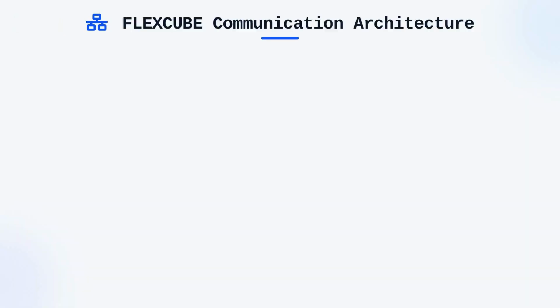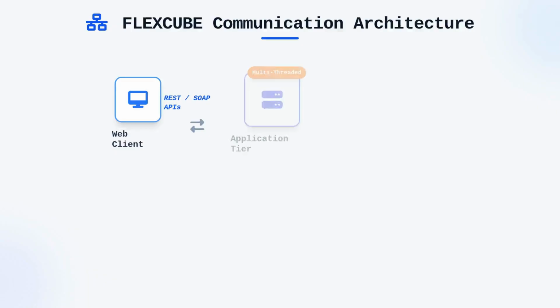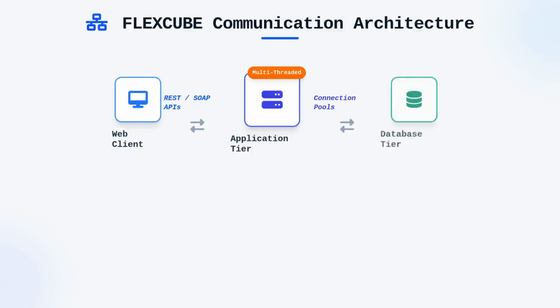Understanding how these tiers communicate with one another requires a look at the middleware and the communication protocols that bind them. FLEXCUBE utilizes standardized protocols to ensure that data flows seamlessly from the web client through the application server and into the database. This is where configurations regarding REST and SOAP API integrations frequently intersect with the architectural design, as these services often act as entry points into the application tier.